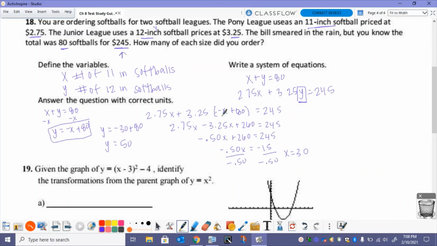So let's answer the question. We have x for 11-inch softballs, y for 12-inch softballs. Just going to write a little note right here. So that means we have 30 11-inch softballs, and we have 50 12-inch softballs.